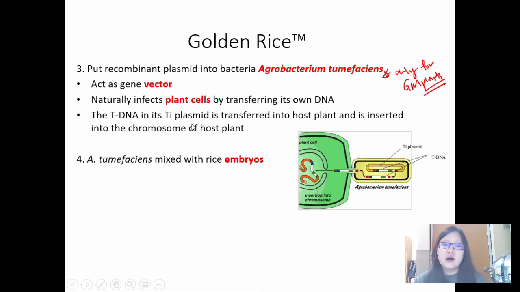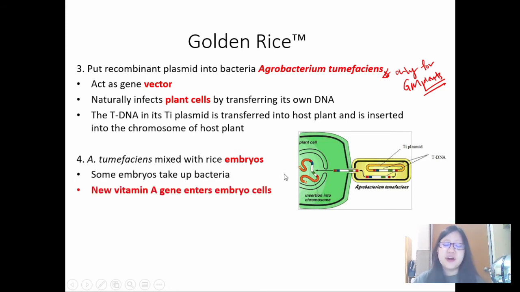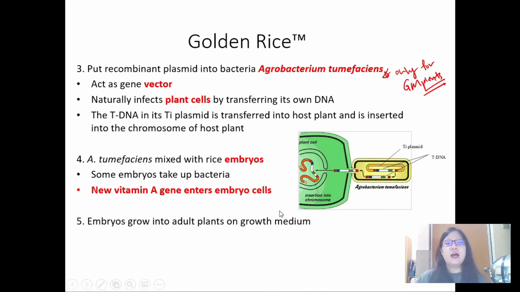So, how do you do that? You take Agrobacterium tumefaciens, you mix them with the rice embryos, or rice seeds that are about to grow. Some embryos will take up the bacteria. The new vitamin A gene will enter embryo cells. And by the way, an embryo is multicellular, so only some cells will be genetically modified here. But never mind, when it grows to adult plants, you check whether the gene is expressed in the endosperm. In this case, it's kind of obvious if it worked because the rice becomes yellow, golden, okay?